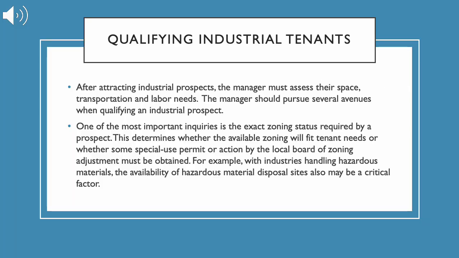Qualifying industrial tenants. After attracting industrial prospects, the manager must assess their space, transportation, and labor needs. The manager should pursue several avenues when qualifying an industrial prospect. One of the most important inquiries is the exact zoning status required by a prospect. This determines whether the available zoning will fit tenant needs or whether some special use permit or action by the local Board of Zoning Adjustment must be obtained. For example, with industries handling hazardous materials, the availability of hazardous material disposal sites also may be a critical factor.